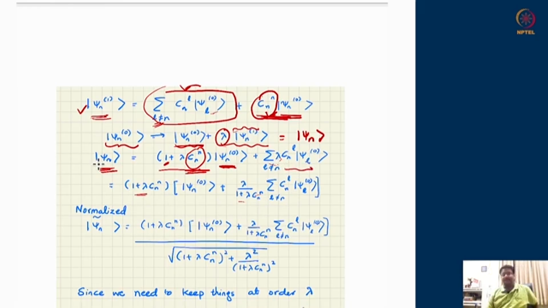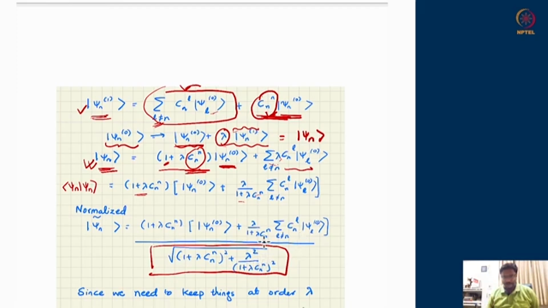So the corrected eigenfunction up to linear order is this. Now I want this to be normalized. That means I should calculate the inner product of psi n with itself. If it is not equal to 1, I should divide the wave function by its magnitude. So if I take this psi n and compute the magnitude of this vector, I get this answer: square root of 1 plus lambda CNN whole square plus lambda square times the sum of CNL whole square.